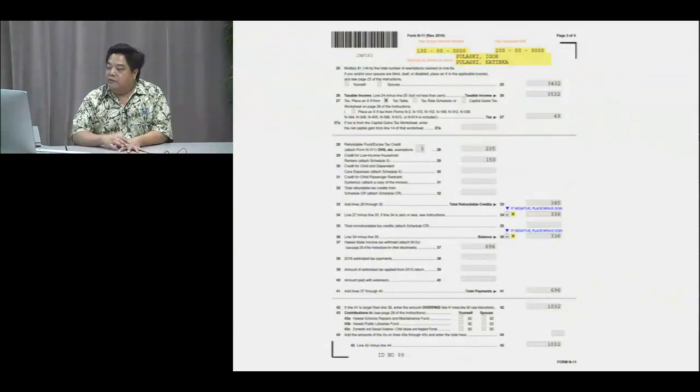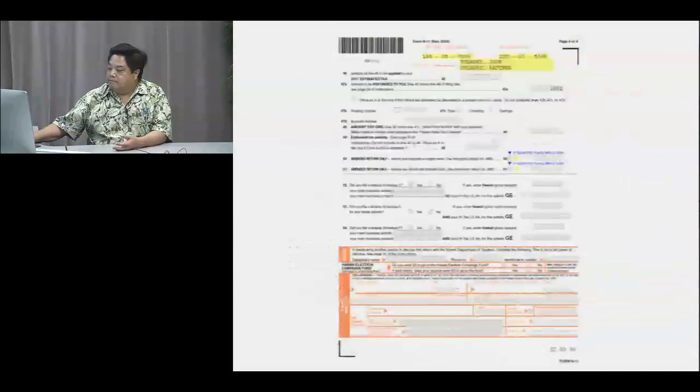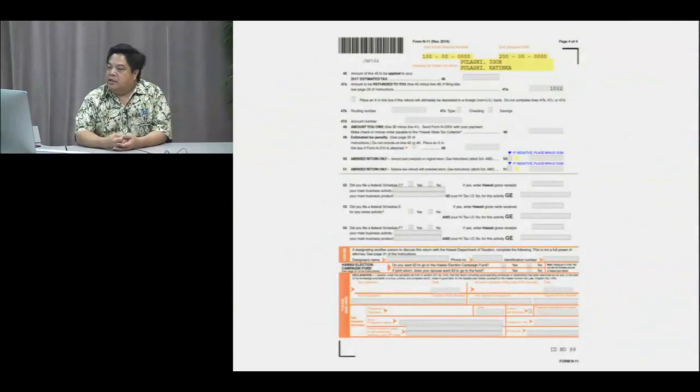So then you go on to page 3 to figure out what your taxes are. There's also the food tax credit and the credit for low-income household renters. And then on line 37, remember to look at your W-2, because it sounds like most of you had W-2. Then put that amount from box 17 of your W-2 on line 37, the 696. Then because 696 is bigger than the tax calculation, you have a refund of 1,032. So that's pretty much the N11.